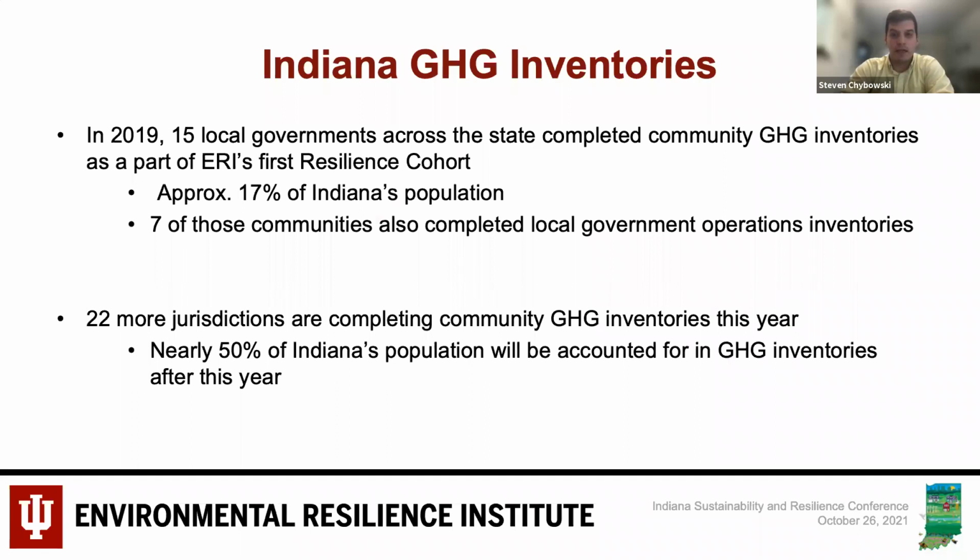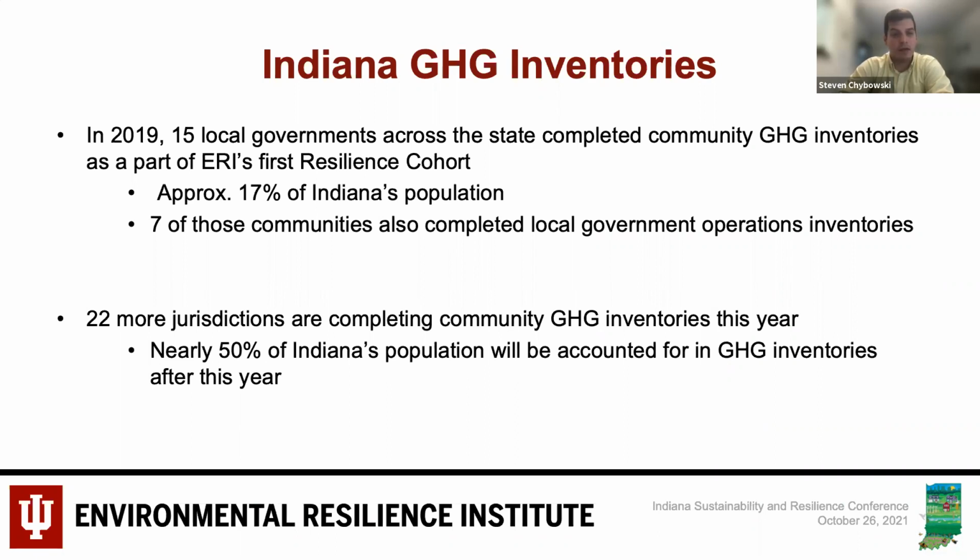So I want to focus in and look at the greenhouse gas emissions inventories that have been done here in Indiana. In 2019, 15 of our local governments across the state completed greenhouse gas emissions inventories as a part of the Environmental Resilience Institute's first Resilience Cohort program. Those 15 local governments covered approximately 17% of Indiana's population.